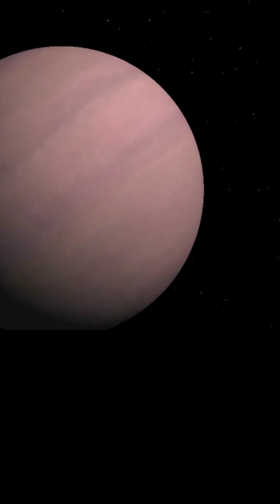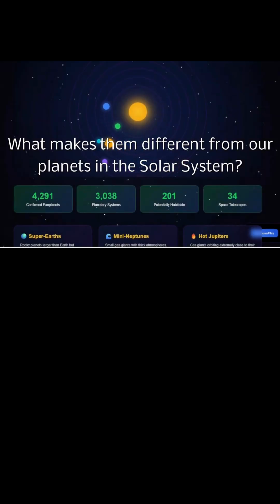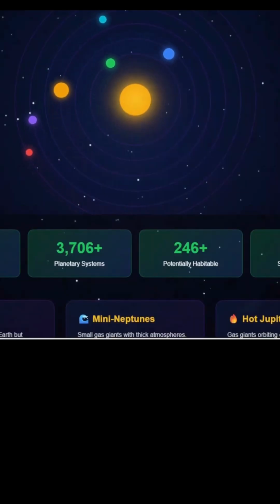Exoplanets explained. Exoplanets are planets that orbit stars outside our own solar system. Think of them as planets in other solar systems way out in space. What makes them different from planets in our solar system? The main difference is simply that they orbit a different star.